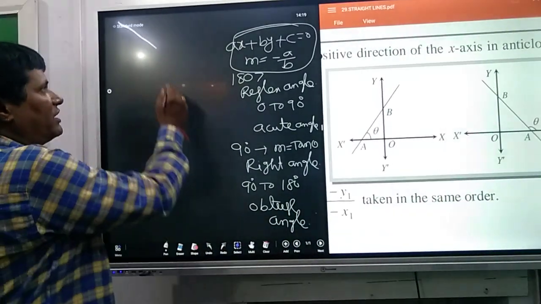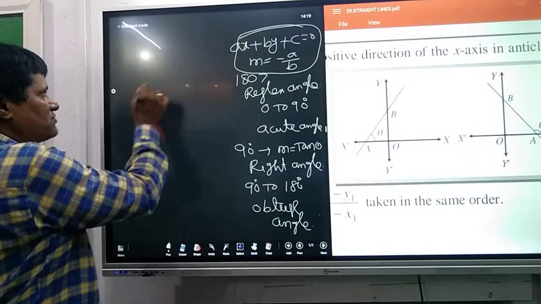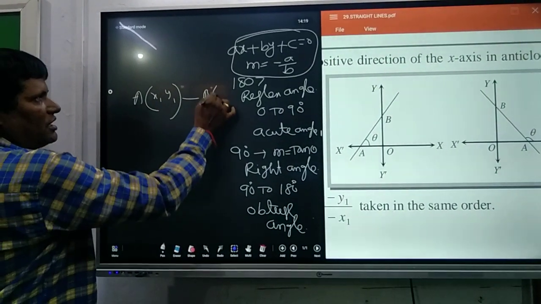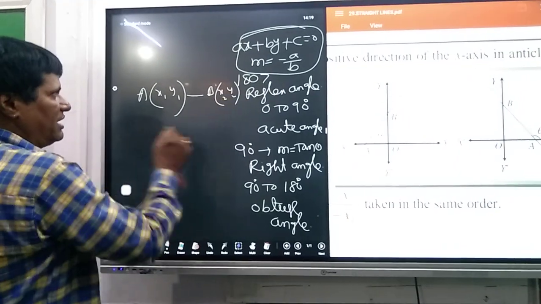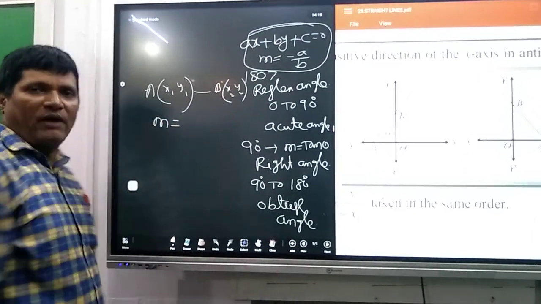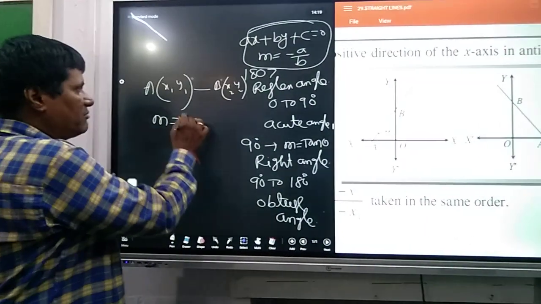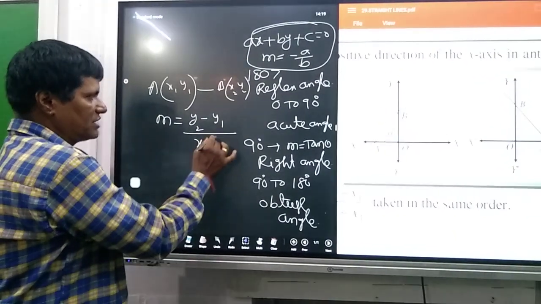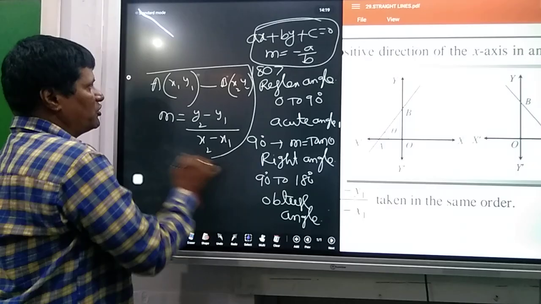And one more thing, if 2 points are given, A of x1 y1 and B of x2 y2, what is the slope of these 2 points? y2 minus y1, the difference of y coordinates, by the difference of x coordinates, x2 minus x1. This is very important.